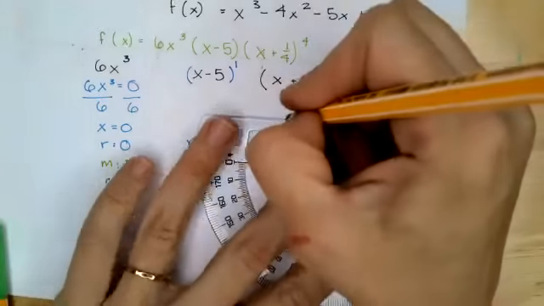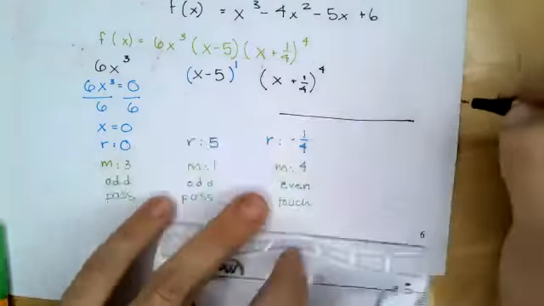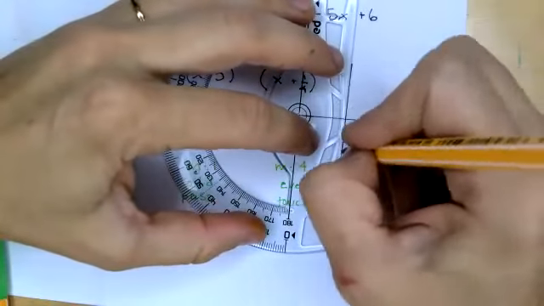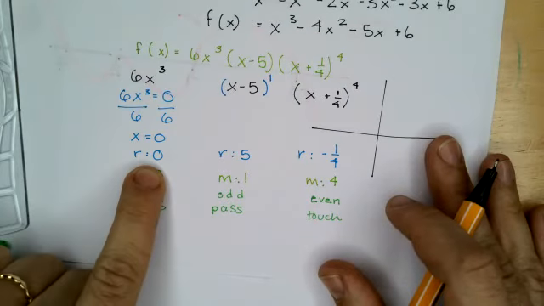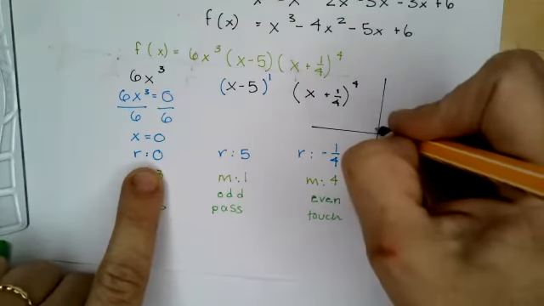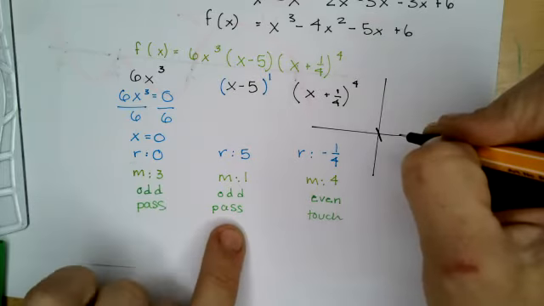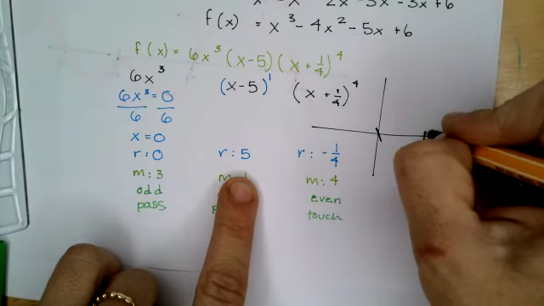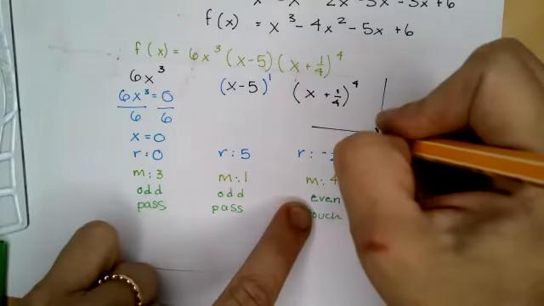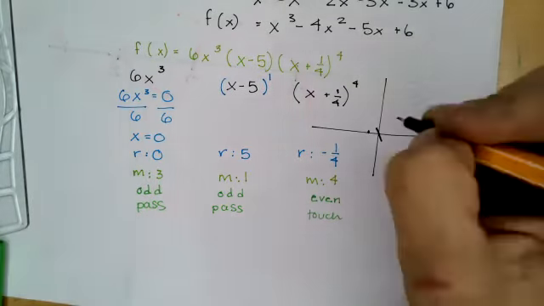Okay, if we had to imagine this, it's going to pass through 0. It's going to pass through a positive 5. And it's going to touch at negative 1/4.